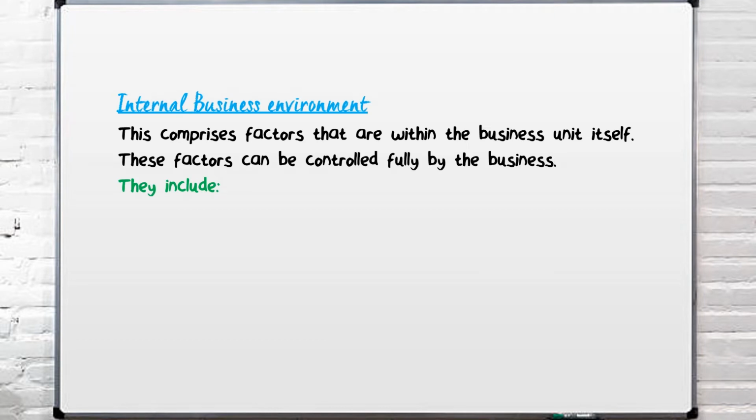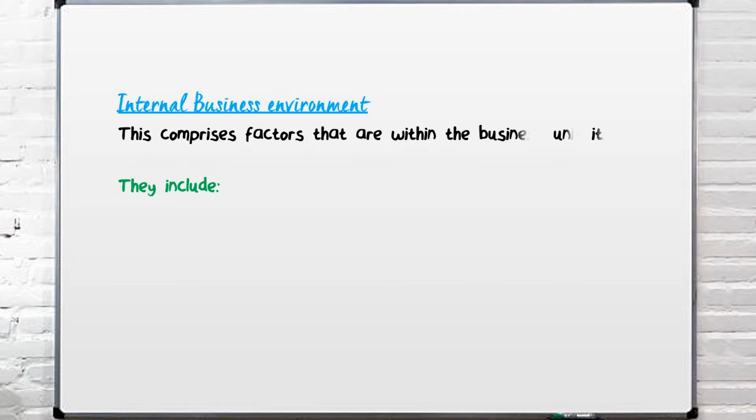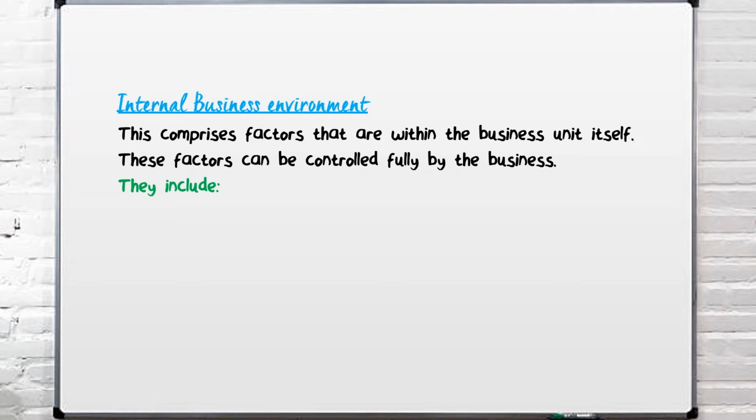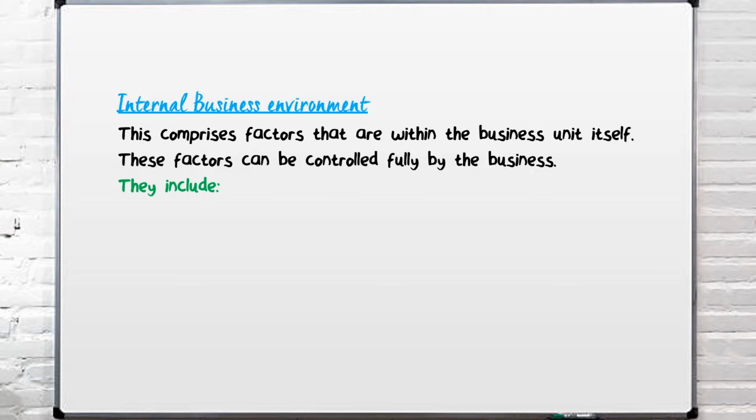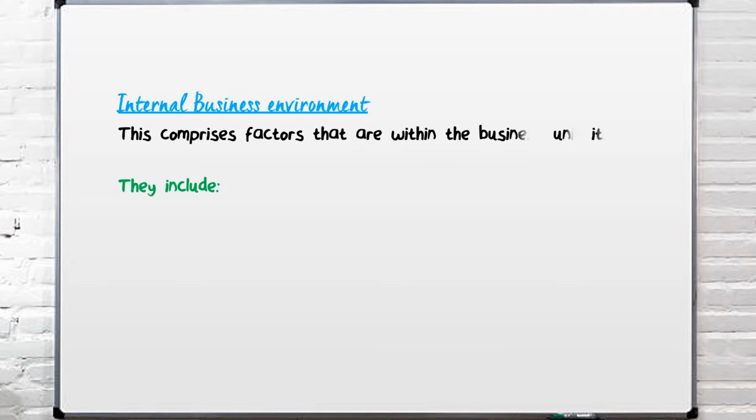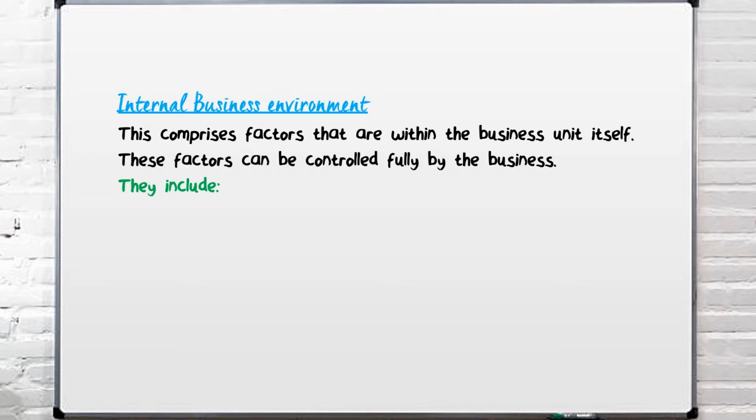To start us off, we are going to look at the internal business environment, and basically this is an environment that comprises factors that are within the business unit itself. These factors can be controlled fully by the business. The business has full control over these factors. It can manipulate them however it wants. It is subject to its own discretion. Whatever it decides, it's what happens, and all the powers of manipulating this environment are vested in the business.